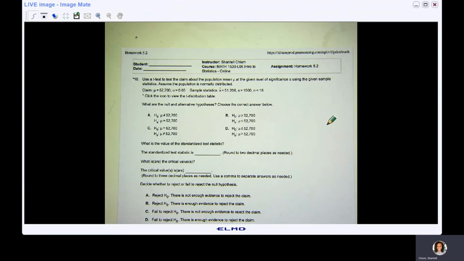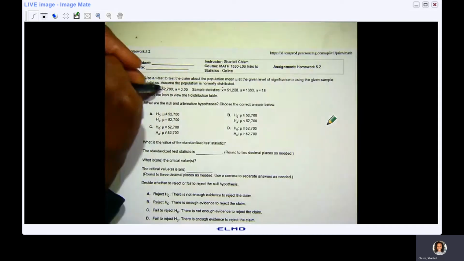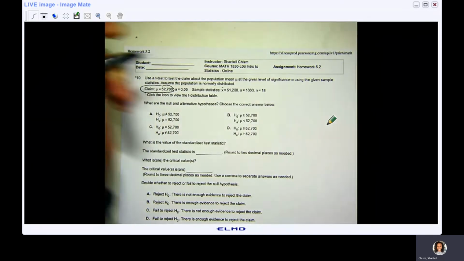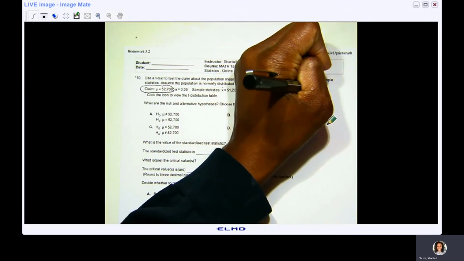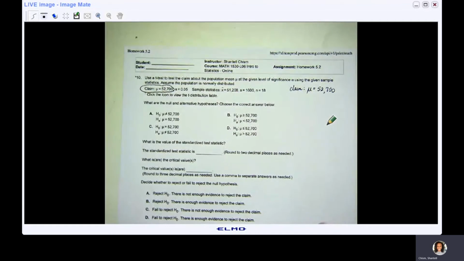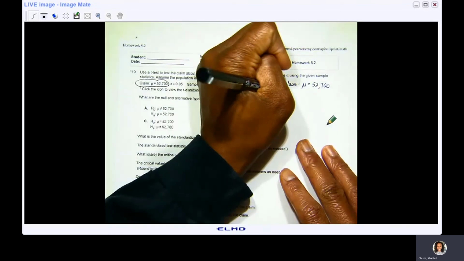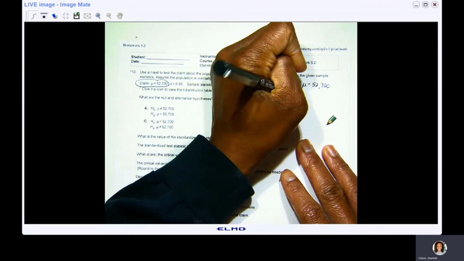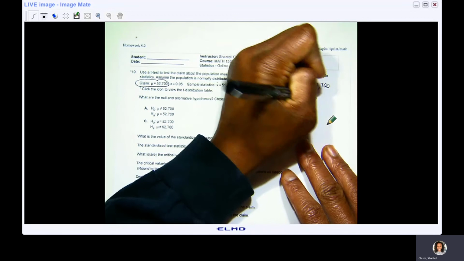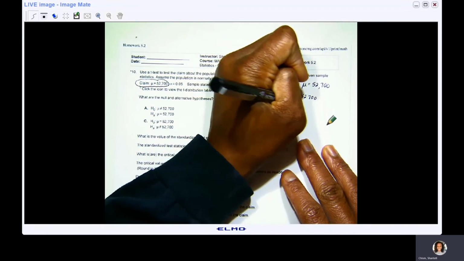So it says use the t-test to test the claim about the population mean mu at the given level of significance alpha using the given sample statistics. Assume the population is normally distributed. All right, so our claim is that the mean mu equals 52.7. Okay, and because it contains equality, the claim has to be H naught. So mu is not equal to 52.7.